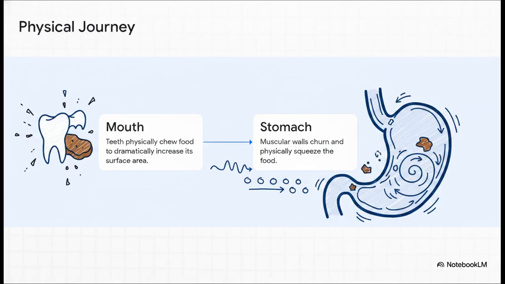Let's track this macro journey as a chronological flowchart. Step 1 kicks off in the mouth, where physical chewing instantly and dramatically increases the food's surface area. Then, following the path down to Step 2, the food arrives right here in the stomach. Inside, the thick muscular walls actively churn, physically squeezing and mixing everything to continue that massive mechanical breakdown.